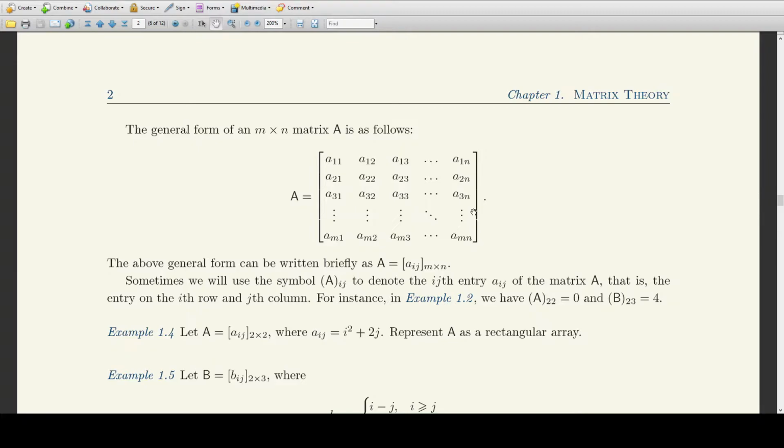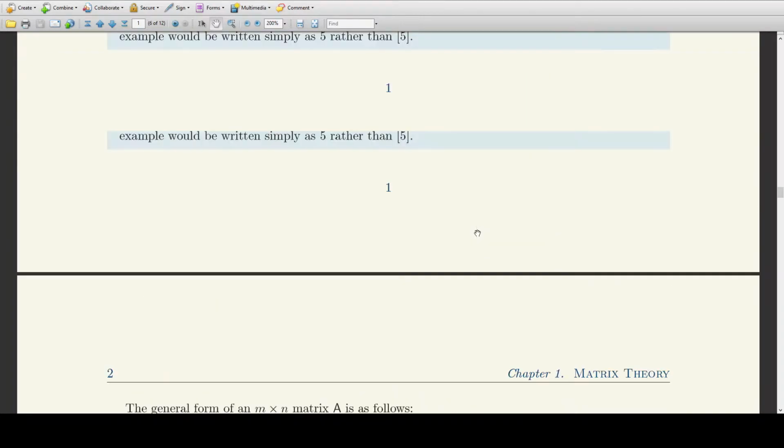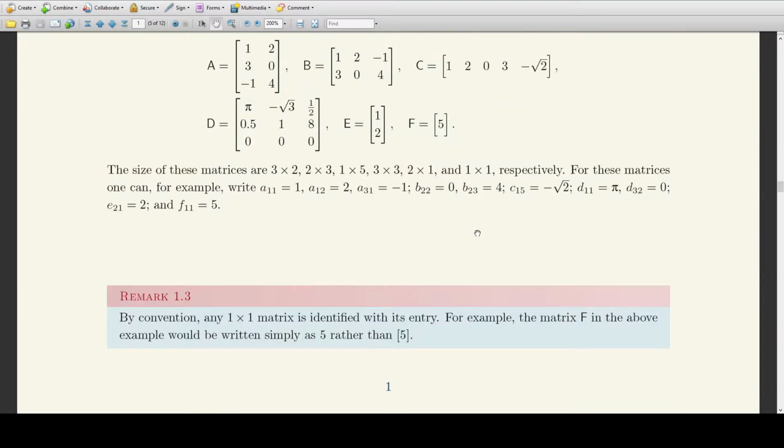Sorry, could you explain the remark once more? The remark was telling you that if you have a matrix which is 1 by 1, instead of writing it as a matrix 5, you just write 5. Yes, that's it. Very simple remark.